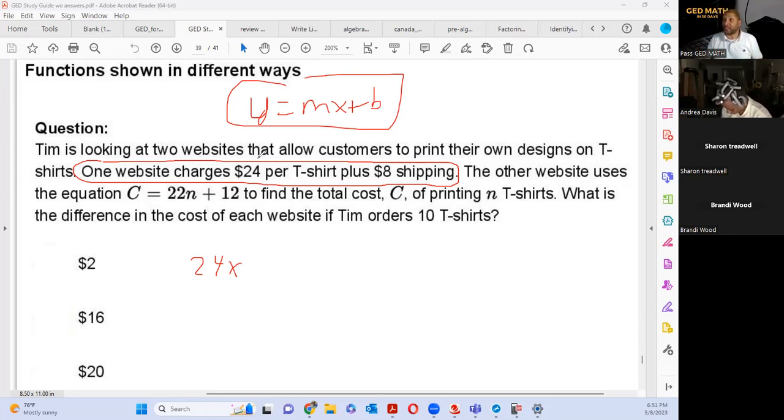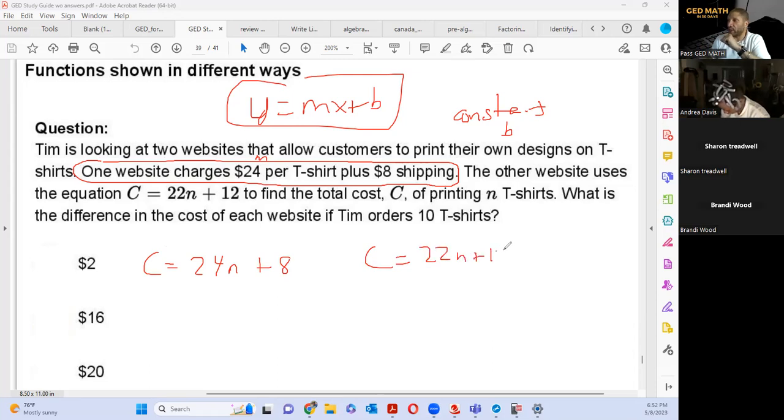So 24x, that's my m. My shipping is not going to change. That's the constant. That's your b. So c equals 24. Now, they're not using x. They're using the variable n. So 24n plus 8 is my first linear function or linear equation. They're the same thing. My second equation they give you, c equals 22n plus 12.